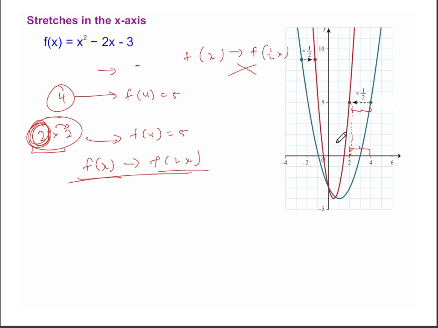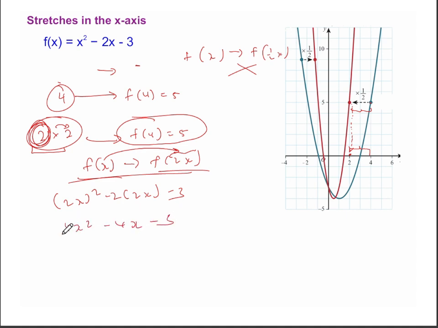It's going to be this because, as I said, we want the input to be the same so that we get the output that is desired. And so here, f of x will become f of 2x, meaning every x value will become 2x. And so 2x squared minus 2x minus 3 just becomes 4x squared minus 4x minus 3.